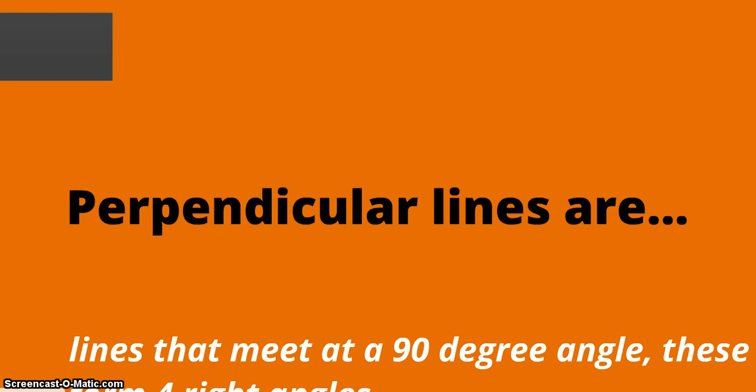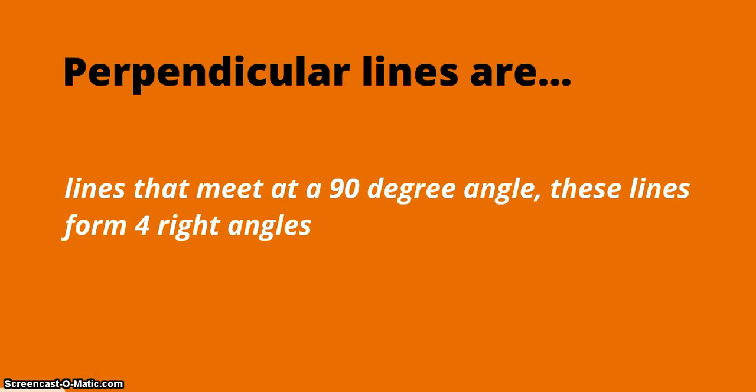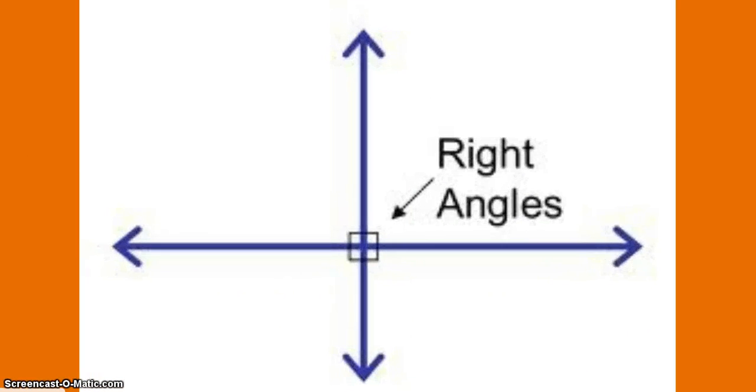Perpendicular lines are lines that meet at a 90-degree angle. These lines form 4 right angles. Where the other one had acute angles and obtuse angles, these lines don't. As you can see here, this is a right angle, this is a right angle, this is a right angle, and this is a right angle. It forms 4 right angles.